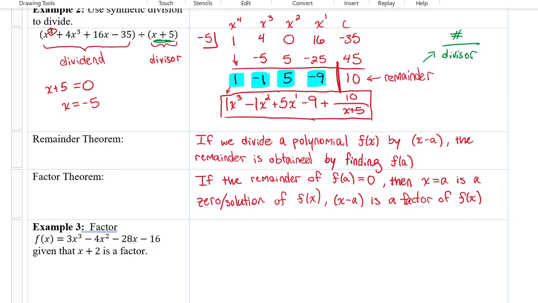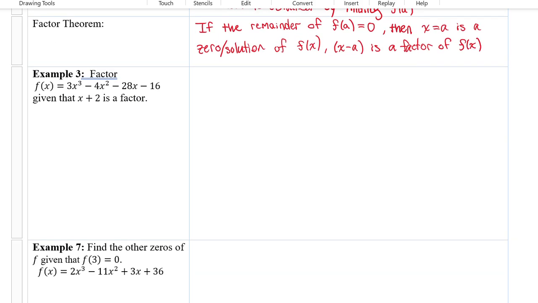Factor theorem states, well, what if this last number at the end is 0? If that's the case, then your box number is actually a solution to that dividend. So we're going to do a couple examples when we have a remainder of 0. Here's one right here.